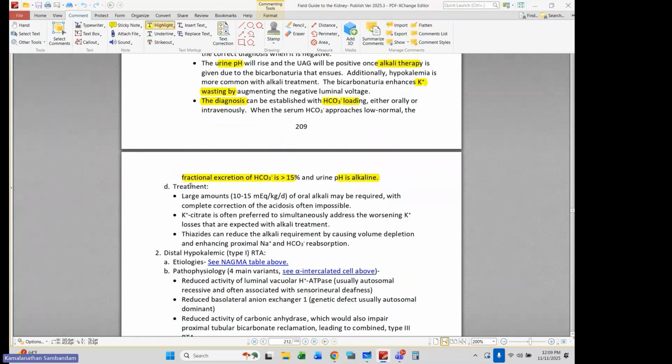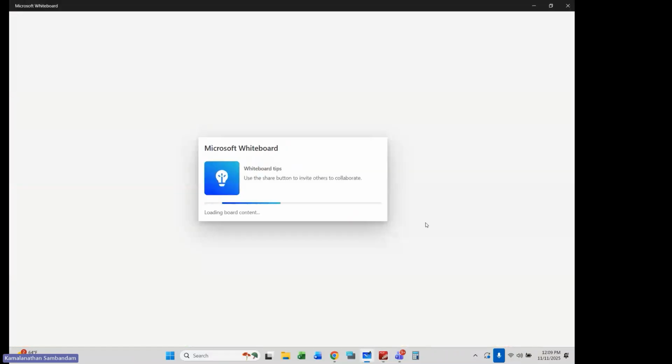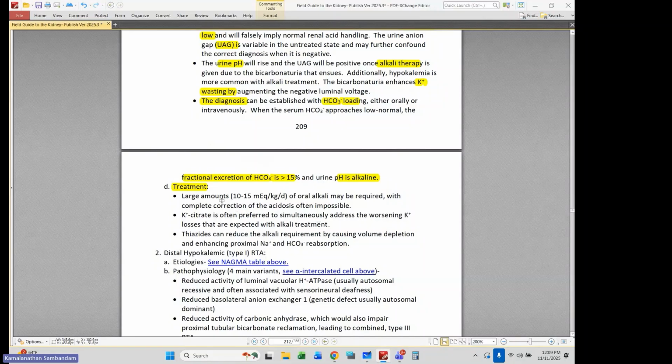We leverage concepts that we've reviewed in the past, so I won't pull out the marker board. Really, you're just augmenting the lumen negative charge of the distal nephron when you are giving alkali therapy to a patient with proximal RTA. We'll end our discussion around proximal RTA, reiterating a point that I believe I built our understanding around.